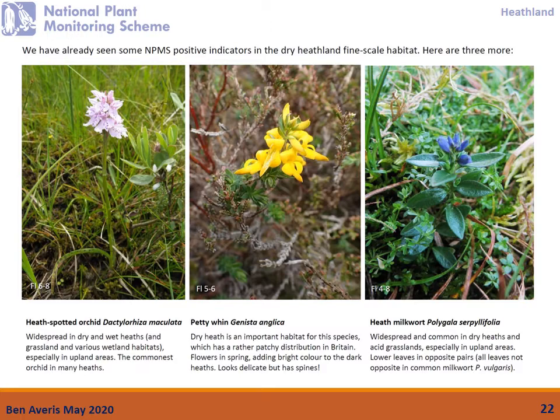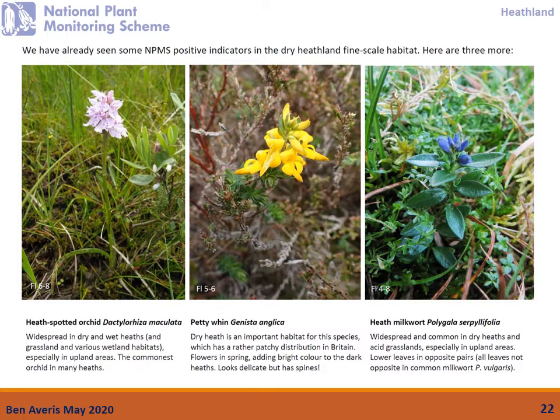The petty whin, that's actually another kind of dwarf shrub really. It's related to gorse and broom. It's got little prickles on its stems. It's a very short, low-grown species. It's not that common. It has a rather patchy distribution in this country. Bright yellow flowers in the spring.